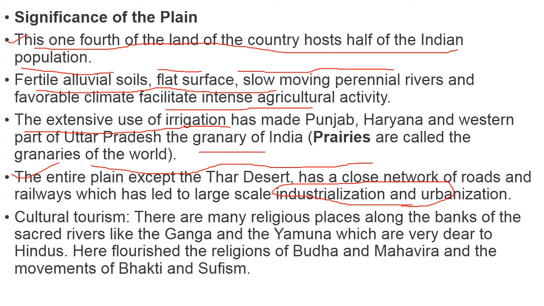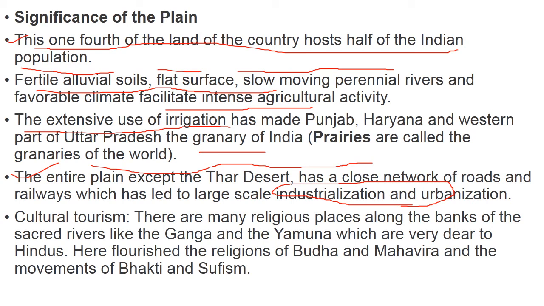Then what is the significance of this plain? This plain is one fourth of the land of the country and hosts half of the Indian population. India's most population is carried by this plain because it is most fertile. Fertile alluvial soil is a great significance of this land. Flat surface, slow moving perennial rivers and favorable climate facilitate intense agricultural activity.